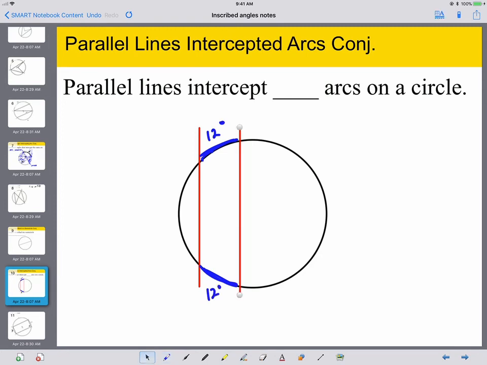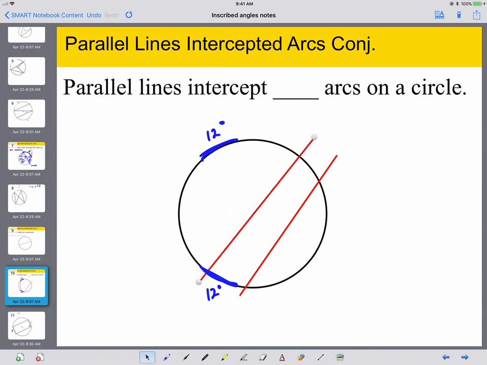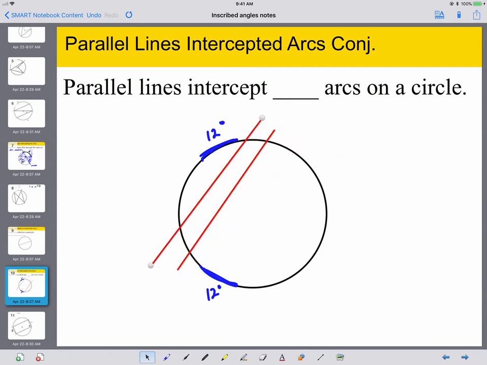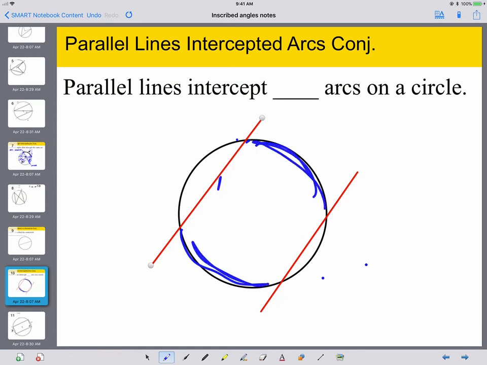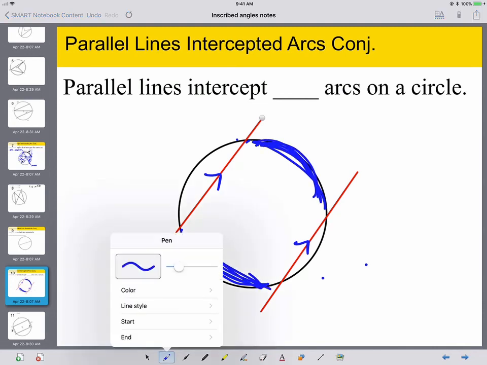If I change that line, I want to make this one so it looks parallel, maybe right there. I can space them out. I can put them close together. You can see that those arcs in here will be the same measure. Even if I space them out, you can see that these arcs are the same measure as long as the lines are parallel. Okay? So it's always the arcs in between the parallel lines that are the same, not these guys.